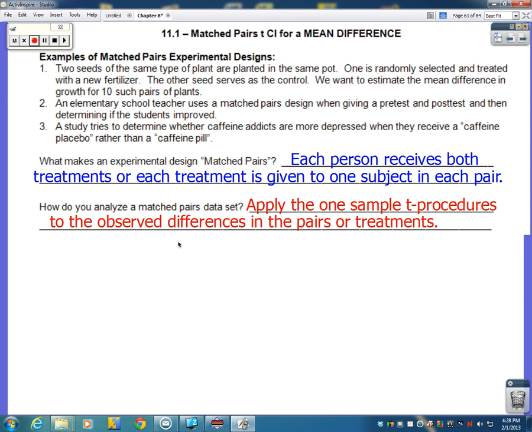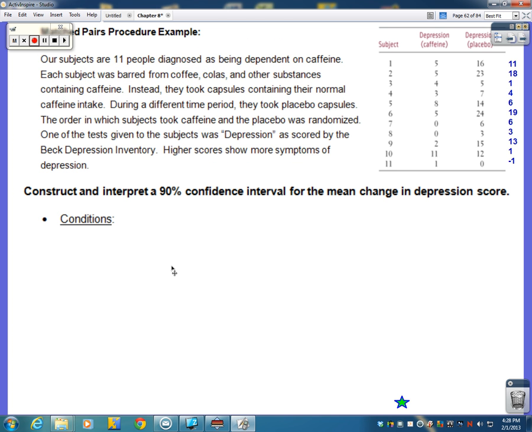Now, how do we analyze a matched pairs data set? Instead of looking at the two sets of data, we are going to look at the observed differences of those two. So we're going to create one set of data where the data are the differences of our two things. So the example we are going to look at: our subjects are 11 people diagnosed as being dependent on caffeine. Each subject was barred from caffeine, colas, and other substances containing caffeine. Instead, they took capsules containing their normal caffeine intake. During a different time period, they took placebo capsules. The order in which subjects took caffeine and the placebo was randomized.